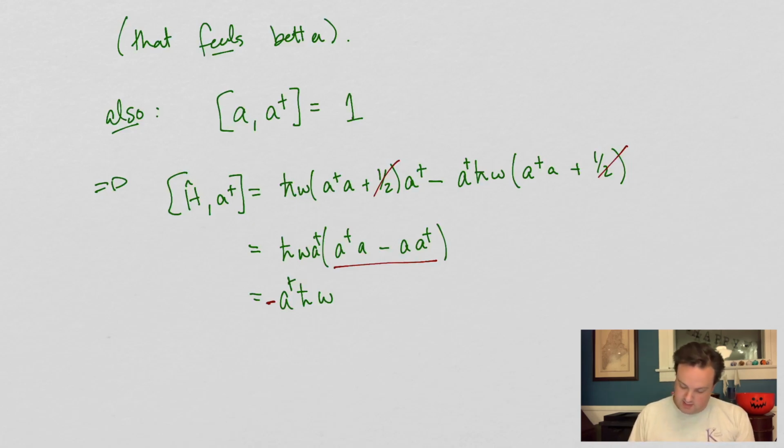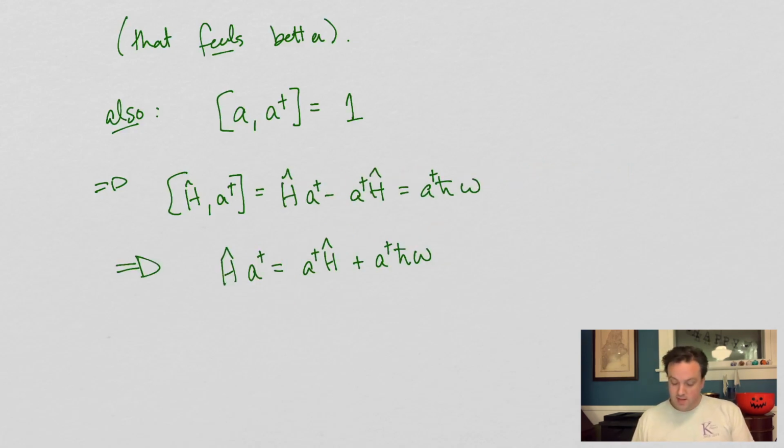Nope, I'm sorry, this is a mistake. So I have A dagger, so that goes there, that goes there, that goes there, and this is a plus sign. This is that rare case when two sign errors make it right. This is correct, okay? The commutator of the Hamiltonian with A dagger is A dagger h bar omega, which means that H A dagger minus A dagger H is equal to A dagger h bar omega.